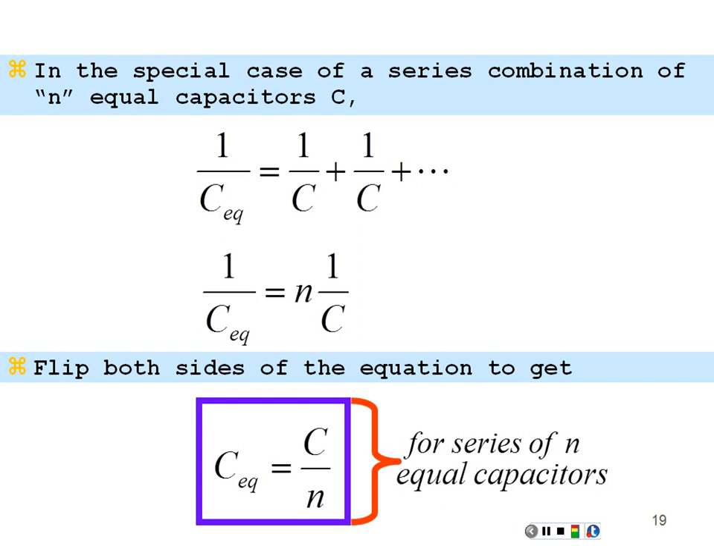You say, well, how often are we going to get a combination of equal capacitors in series? It actually comes up a lot more often than you might think. So this could be a nice little formula to have handy for that case.